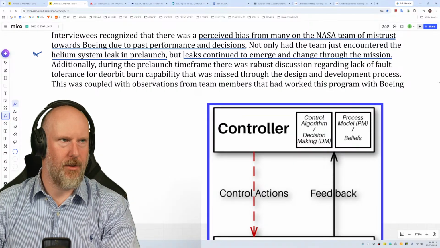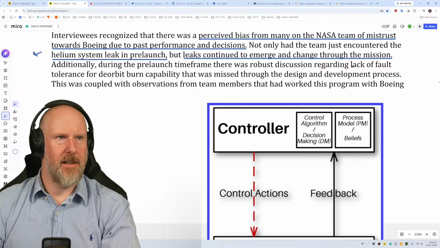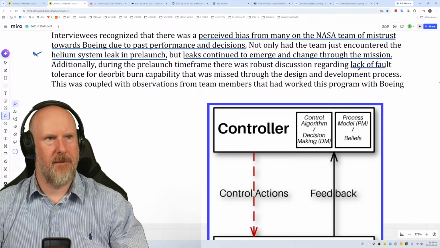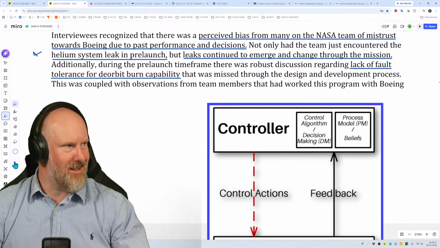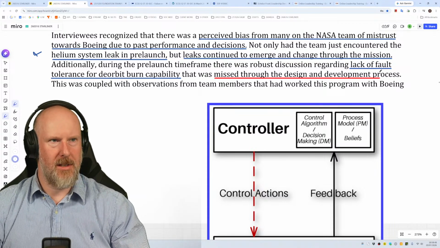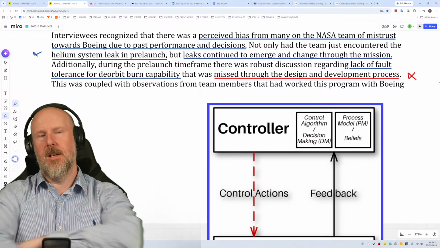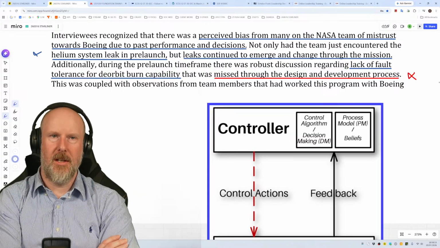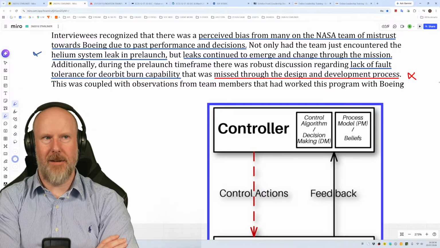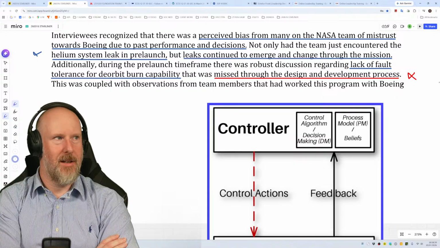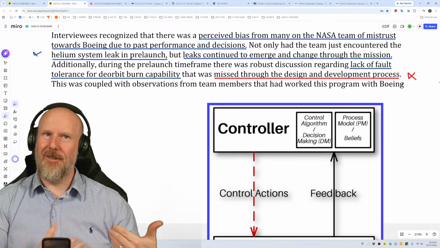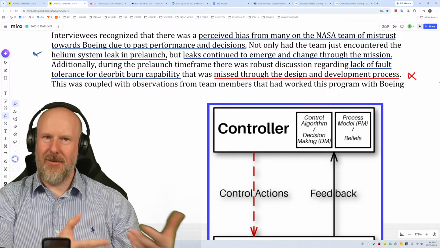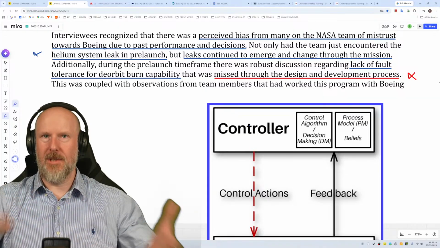Additionally, during the pre-launch time frame, there was a robust discussion regarding lack of fault tolerance for the deorbit burn capability that was missed through the design and development process. That is a huge contributor to undermining trust. If you get to the point of flying everybody, and during a review they find issues with fault tolerance and architecture, then of course that's going to undermine your confidence in the design and development process that organization has used to get to this point.